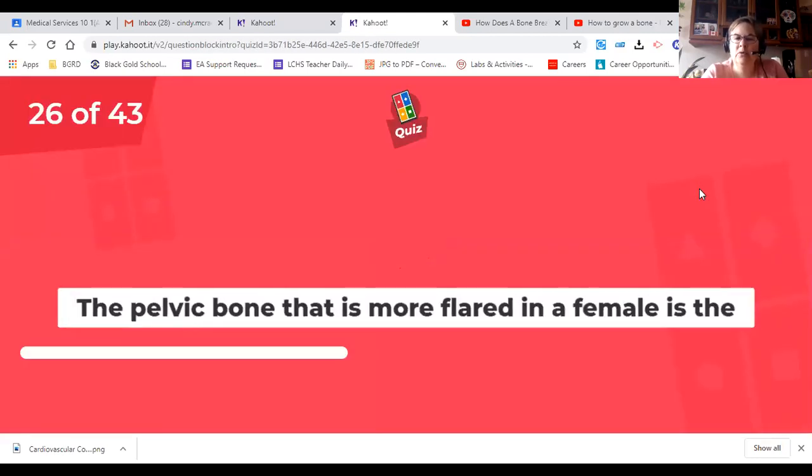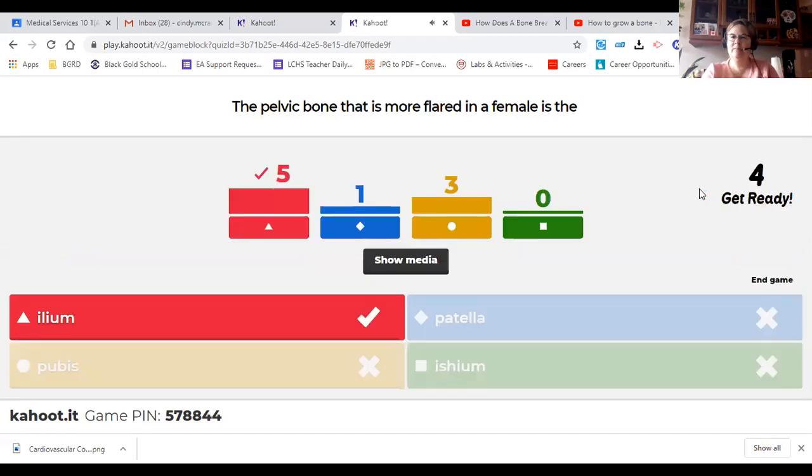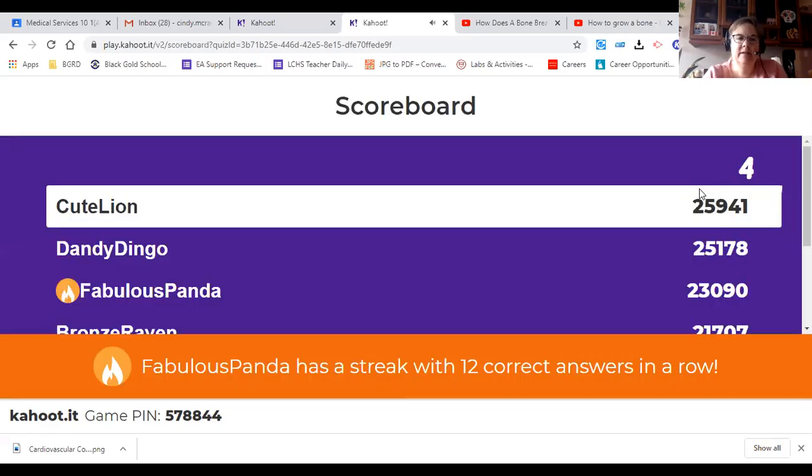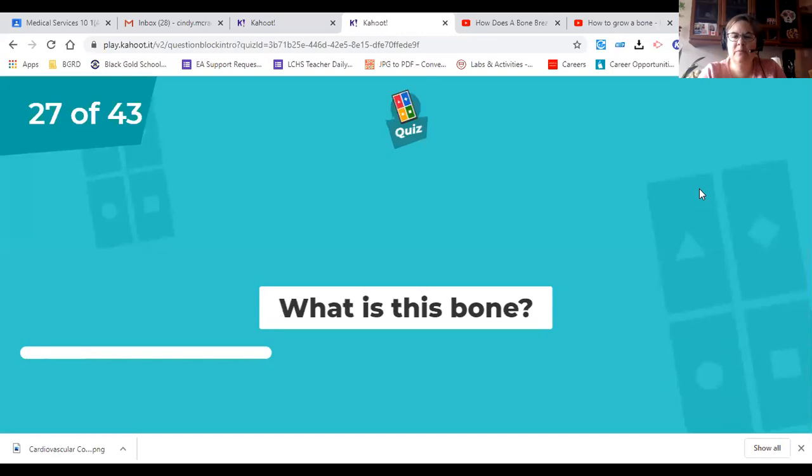The pelvic bone that is more flared in a female is the ilium, pubis, patella, ischium. The ilium. It's a part that kind of looks like the elephant ears, the ilium. Okay, my top 4 look the same. Fabulous Panda, 12 right in a row. Name that bone.